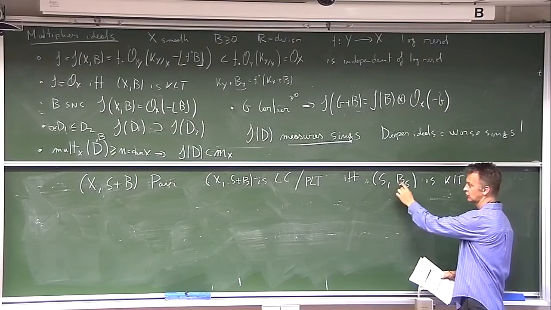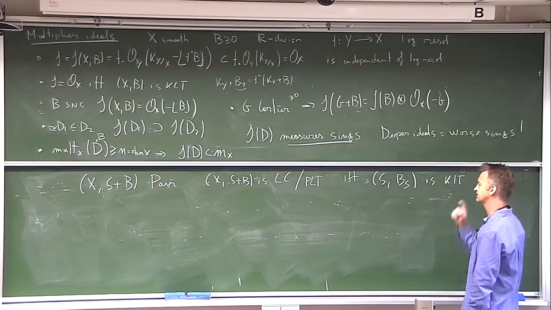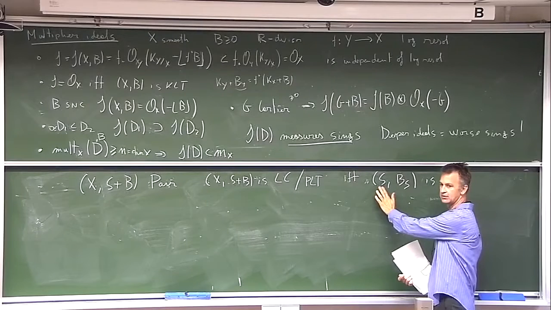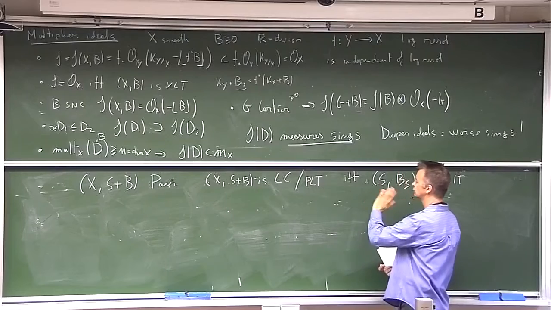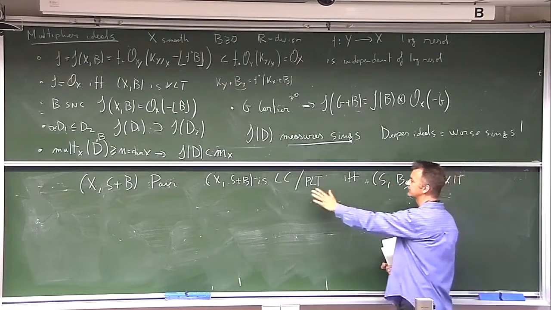So B, and what do I mean by B sub S? If S is not normal, replace it by its normalization. I don't want to add the extra technical condition. If it's PLT, one can show that it's automatically normal. So it's a minimal log canonical center, it's automatically normal. If it's log canonical, it may not be normal.